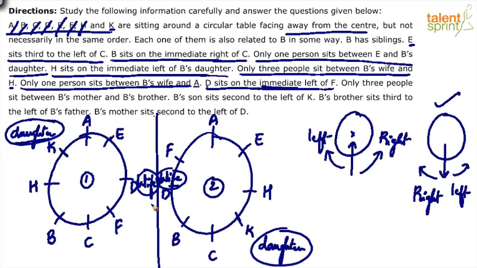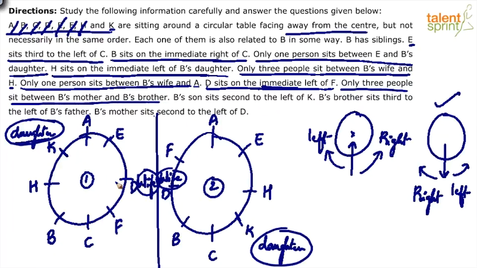Okay. Now look at this. Only 3 people sit between B's mother and B's brother. Again the same point. Only 3 people between X and Y. Means what? These two guys have to be opposite to each other. But the point is, in the arrangement that we have done so far, we have no clue about who is the mother and who is the brother. I mean, multiple possibilities are there, right?